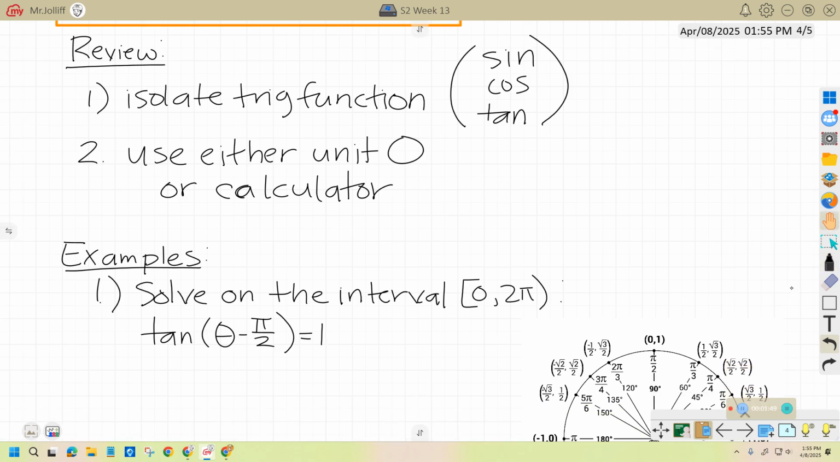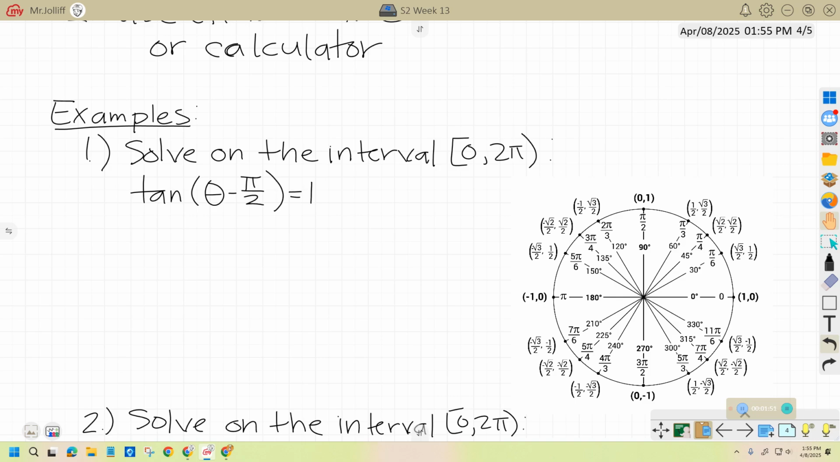So I'm going to scoochie this up a little bit. We'll do our first example. It says solve on the interval 0 to 2 pi. And the equation we're solving is tan(theta minus pi over 2) equals 1.